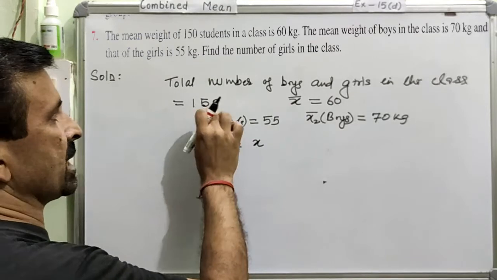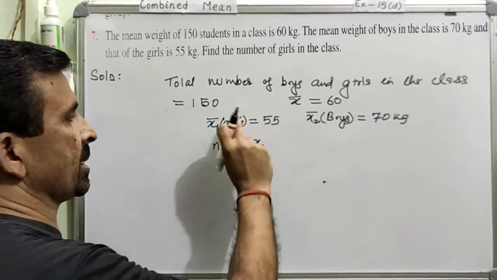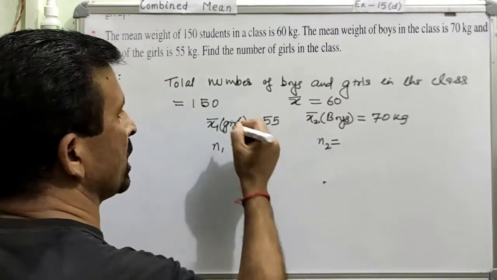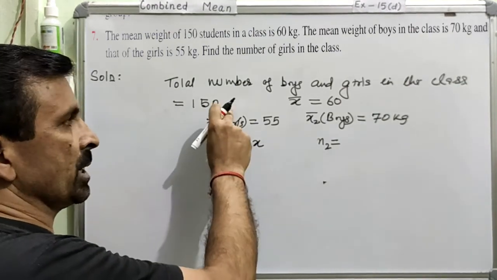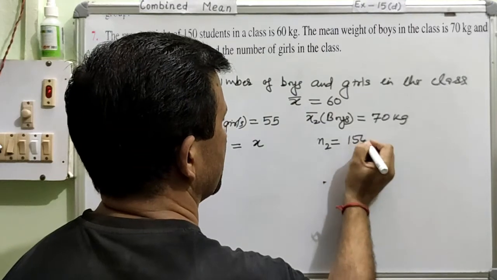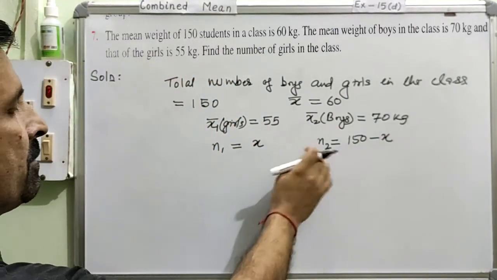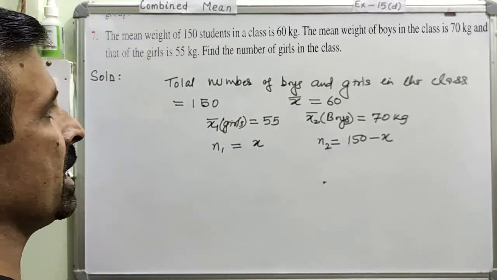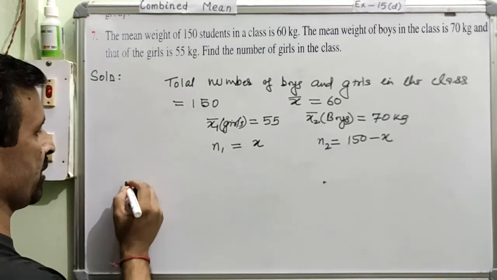Total number of boys and girls is 150. Out of this, the number of girls is x. That means the number of boys will be, can you tell me what will be the number of boys? There are x girls. Total number of boys and girls is 150. That means the number of boys will be 150 minus x. So now you got the numbers, you got the means, you got the combined mean. We can easily find out the number of girls.